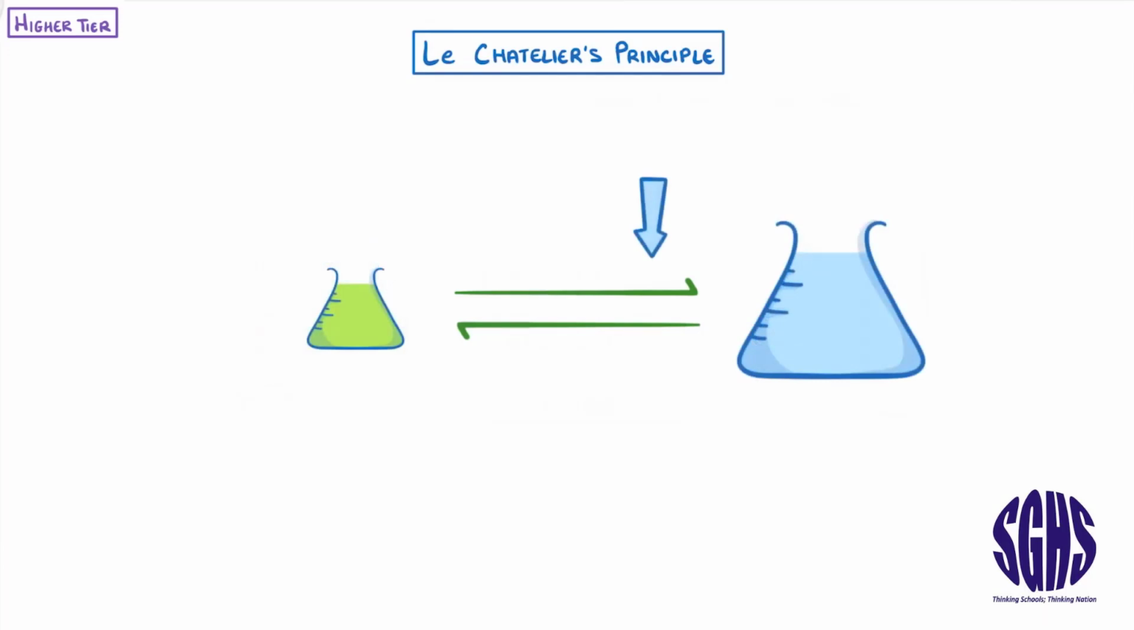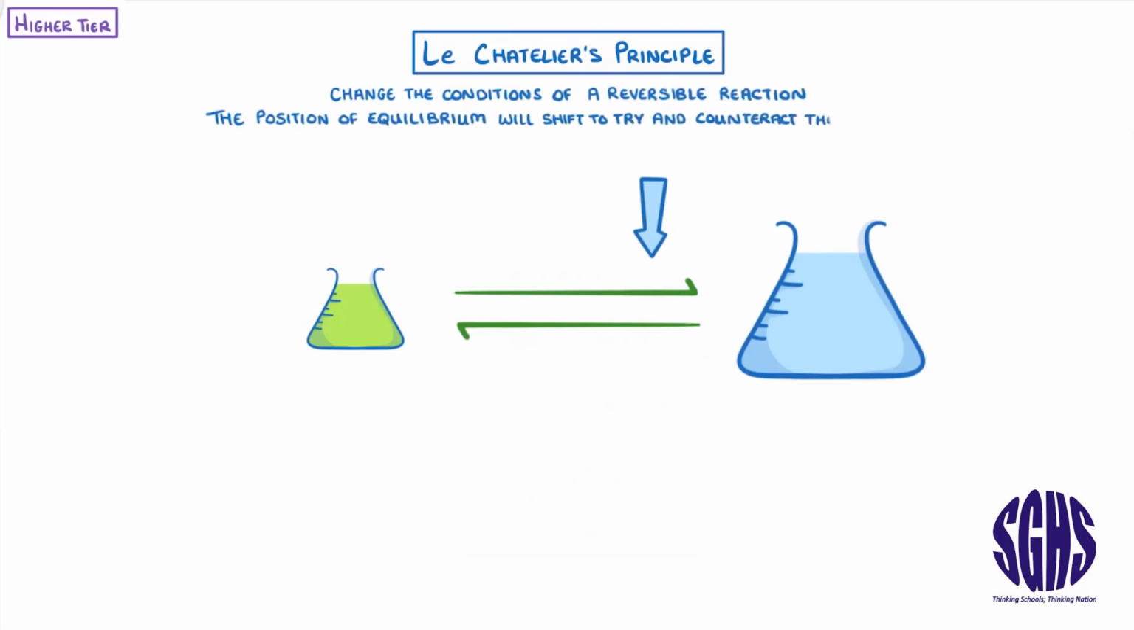Now, Le Chatelier's principle is the idea that if you change the conditions of a reversible reaction, then the position of equilibrium will shift to try and counteract that change. And so we can use this principle to predict what will happen when we change the conditions.